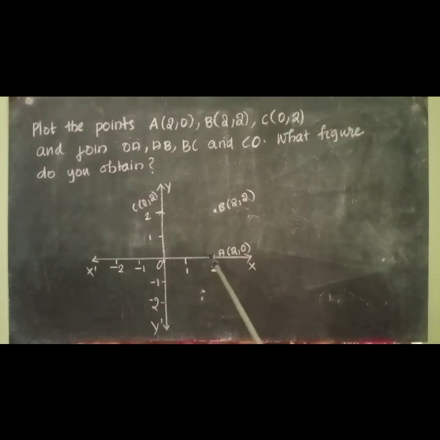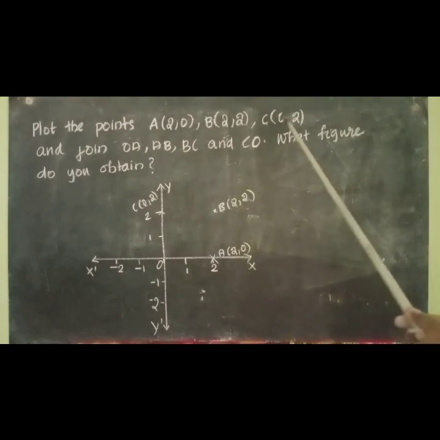So I plotted the points on the Cartesian plane. Here A is (2, 0): x coordinate 2, y coordinate 0. Y coordinate is 0, so it is on the x-axis. This is the point 2, 0. Next point B (2, 2): x coordinate 2, y coordinate also 2. So from 2, go 2 units up. This is the point 2, 2.